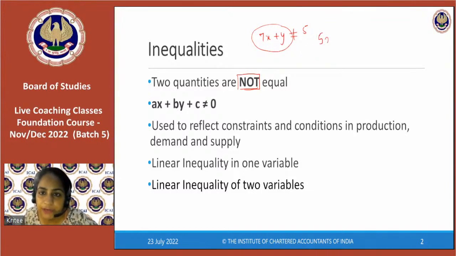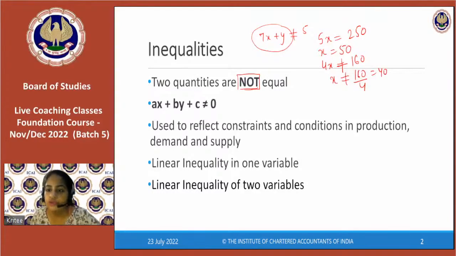If I say 5x is equal to 25, what should be the value of x? Value of x will be 5. But if I say 4x is not equal to 160, that is, x can take any value other than 40. It should not be equal to 40. That is what inequality says here.